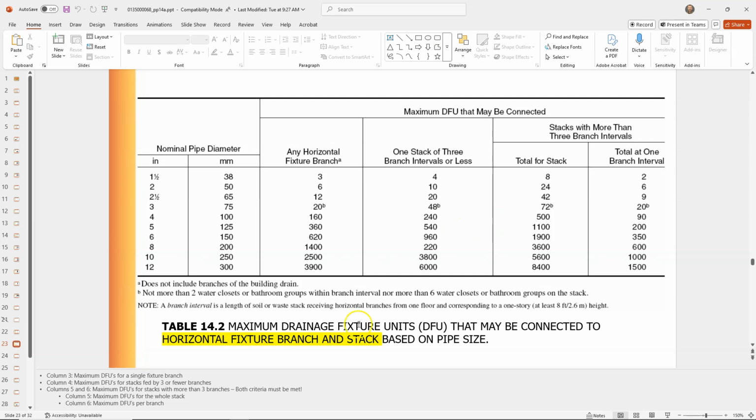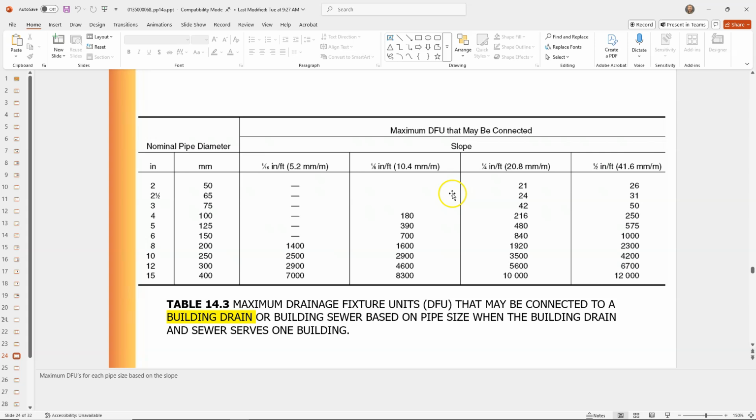So just to recap this table, it just kind of depends on how many branch intervals we're going to be connecting to the stack. If it's 3 or less, we're going to be using these 2 columns. If it's 4 or more, then it's going to be these 2 columns. This table, 14.3, is helping us size the building drain. This one's a little more complicated, but it's not too bad.